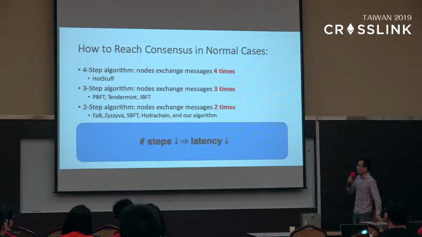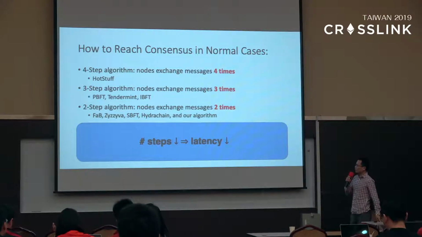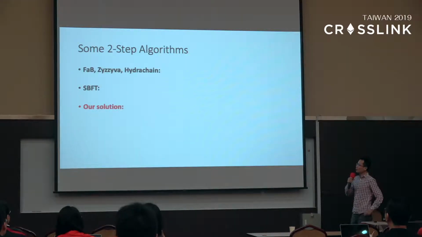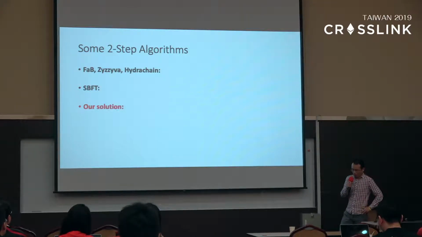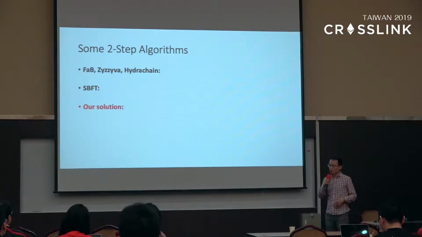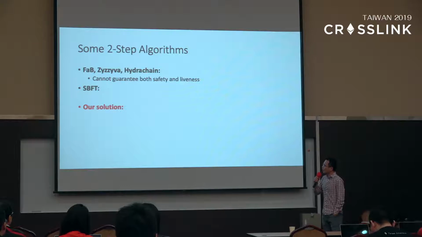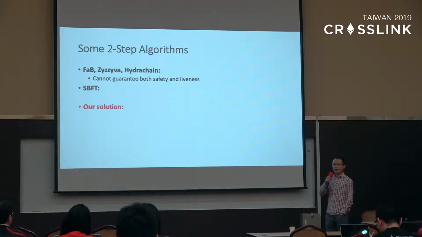Since there are already some two-step consensus algorithms, next I'm going to compare our solution with the other two-step consensus algorithms. Here I'm going to list some drawbacks of the other algorithms and some strengths and advantages of our solution. For the first three algorithms, the drawback is that they cannot guarantee both safety and liveness.